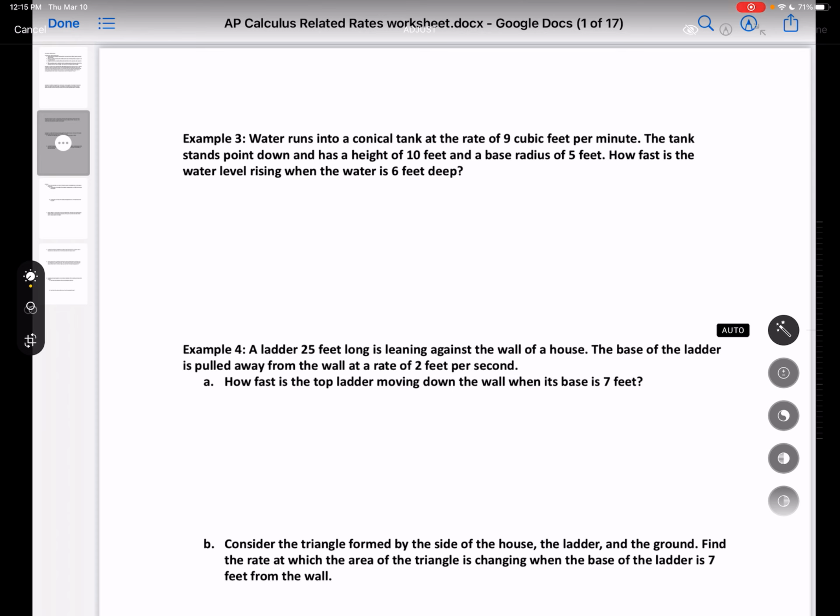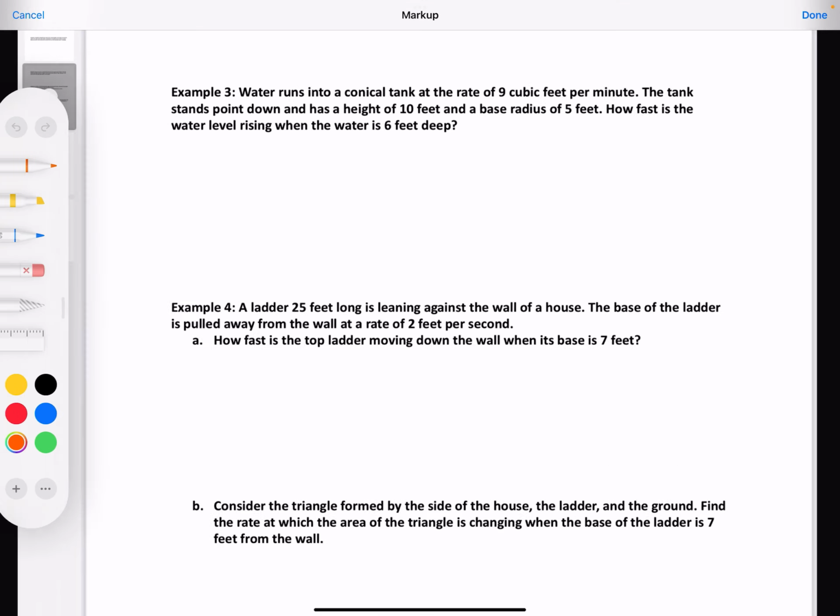So basically, a conical tank. Think of a funnel, so it's round, but it's like a triangle. Water runs into the tank at 9 cubic feet per minute. The tank stands point down, and has a height of 10 feet and a base radius of 5 feet. How fast is the water level rising when the water is 6 feet deep?